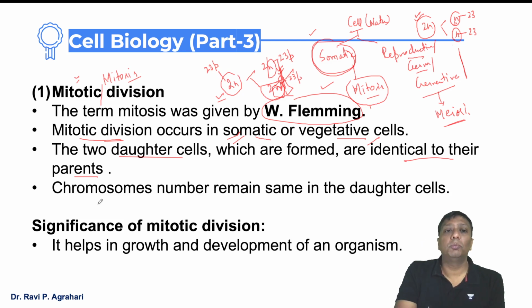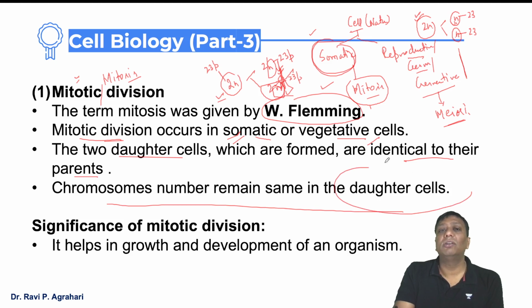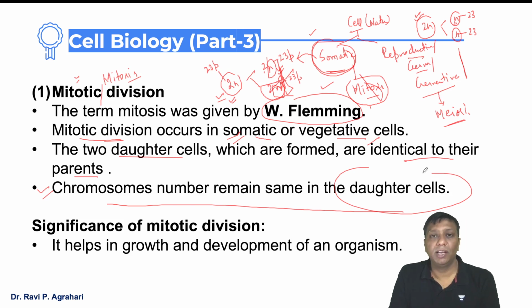And in this case the chromosome number remains the same in the daughter cell. So this is the parent cell and these are the daughter cells. In mitosis division, what happens, guys? This happens in the somatic cell, and the number of chromosomes is the same. Now I hope with the help of this picture everybody is very clear.